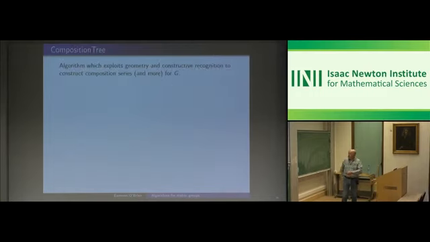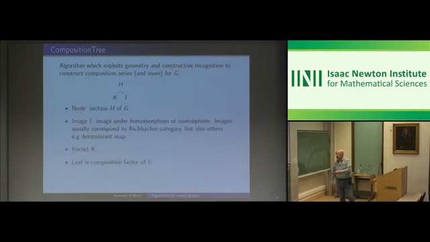Okay, composition tree. Composition tree is something which actually pulls all of this together. It exploits the geometry and constructive recognition to get us a composition series. This is what the structure of the tree looks like. You're thinking of taking a node, which is the section H of G. You have an image, and you have a kernel. And we think of it as a tree structure. We end up with leaves, which are composition factors for the group.